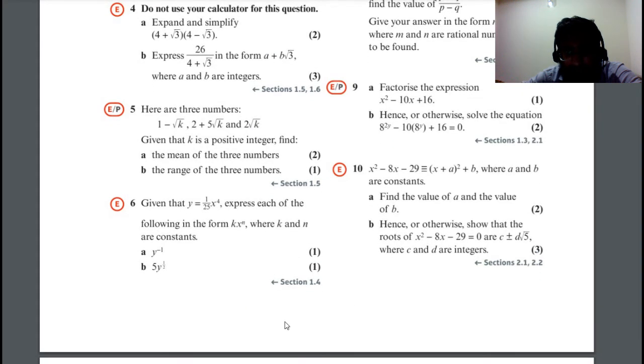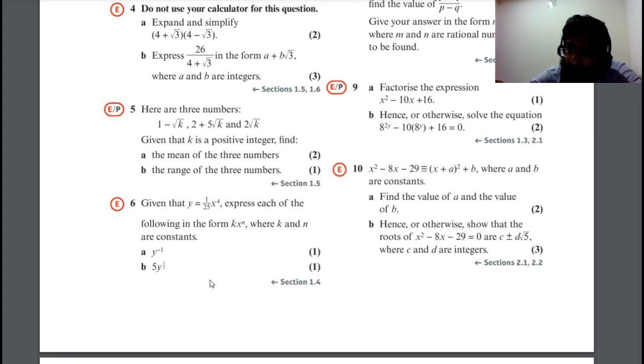Question 9. Factorize the expression. Okay, I just use my calculator for that. Hence or otherwise solve the equation. Okay. Sir, what are the factors of the first question, first answer? x minus 8 and x minus 2.